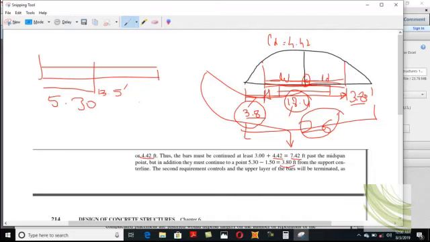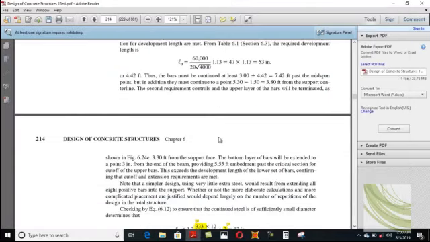Okay, 5.30. This is the theoretical cutoff point. Right? Now, this is your theoretical cutoff point. This is the bar center line. Okay, and this is the face of the support. Clear? So, you know this distance is what? Now they say that we should continue this lower layer of bar 3 inch inside the support.